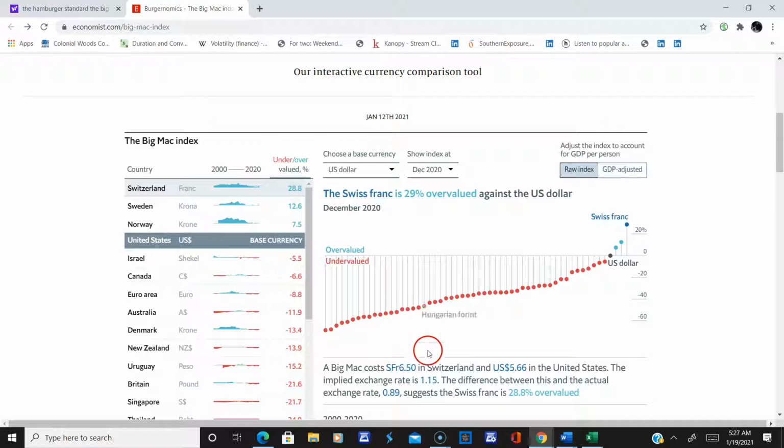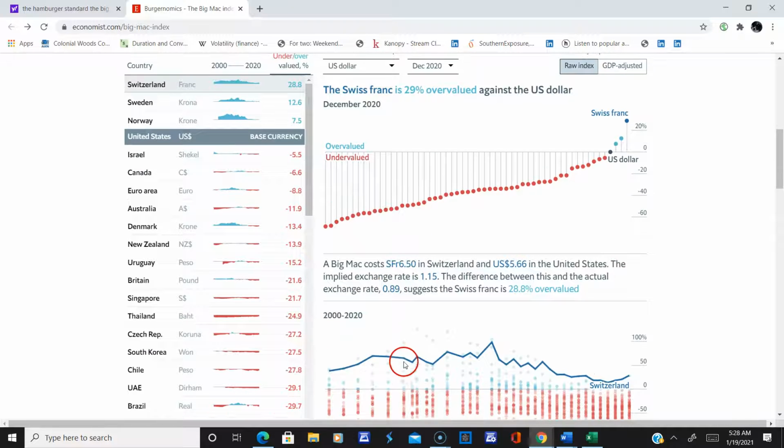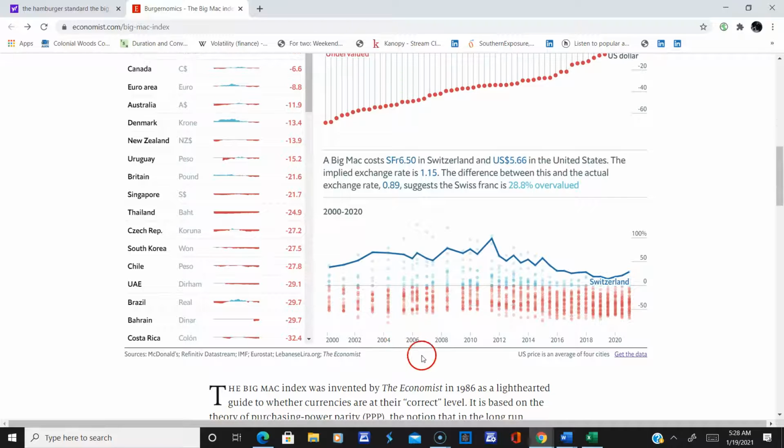A Big Mac costs 6.50 Swiss francs in Switzerland and $5.66 in the United States. The implied exchange rate is 1.15, right? Swiss francs to the dollar. The difference between this and the actual exchange rate, 0.89, suggests that the Swiss franc is 28.8% overvalued, meaning it's stronger. So let me go down here.